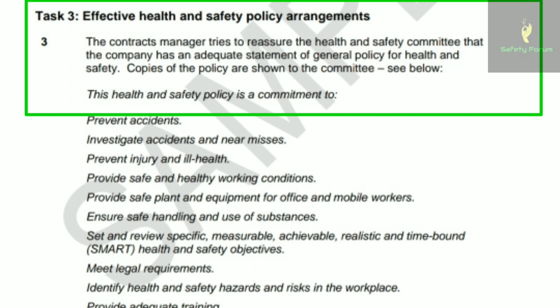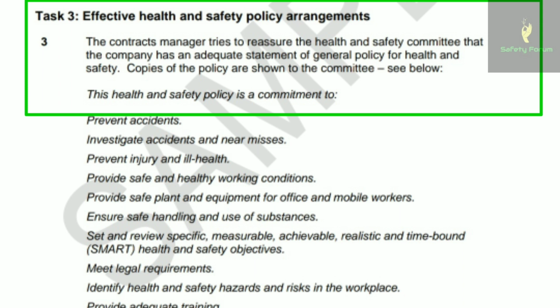So NEBOSH has already given you, right? You know what all the contents are in a health and safety policy. They have mentioned: to prevent accidents, to investigate accidents and near misses, to prevent injury and ill health, to provide safe and healthy working conditions, to provide safe plant and equipment for office and mobile workers, meet legal requirements, identify health and safety hazards, consultation with workers, provide adequate training. So you have to comment against these points. You have to mention, to prevent accidents, what steps are taken in your organization.